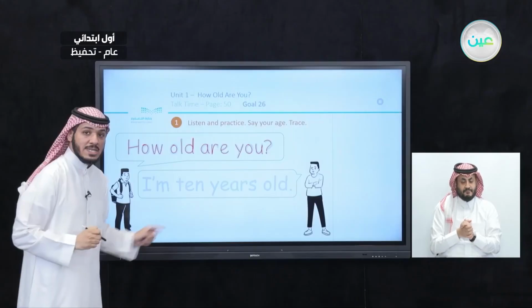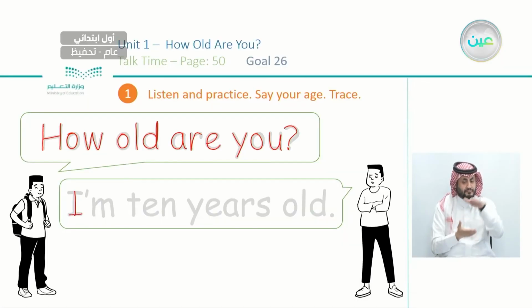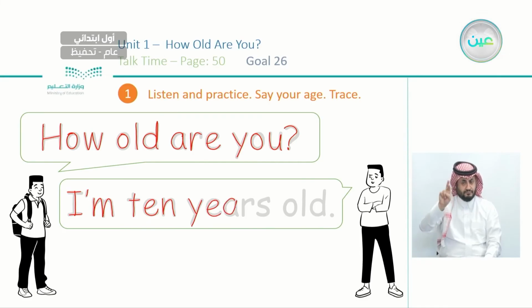Okay, what about the second sentence here? Yes, so we will start with I, capital I, apostrophe and M, 10, T-E-N, years, like this. And we have old, like this. And a full stop at the end of the sentence.